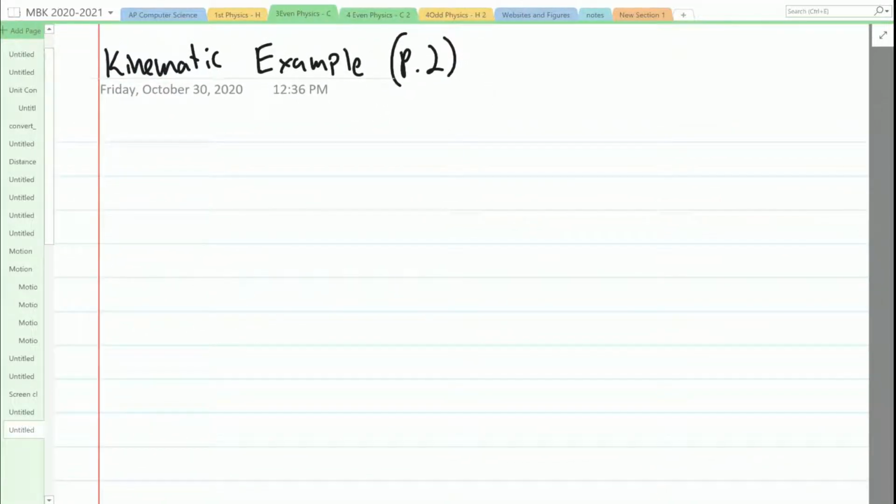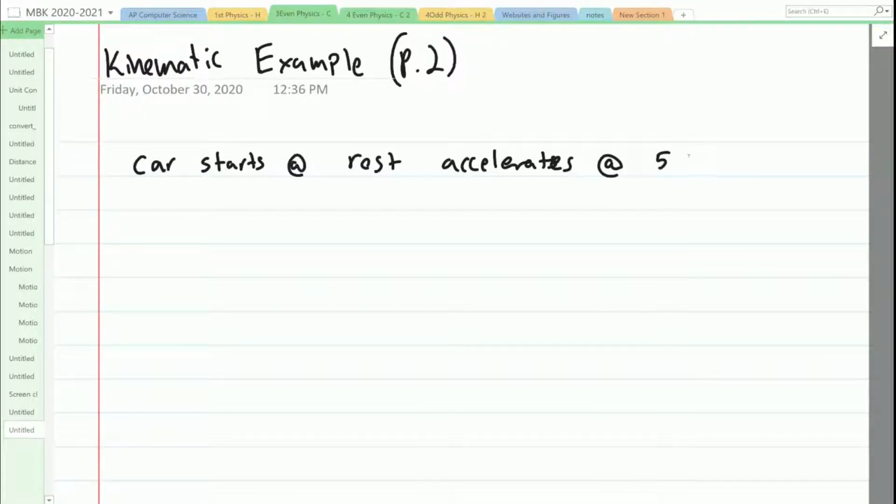Okay. So a car starts at rest, accelerates at, we'll say, 5 meters per second squared, and over a distance of, we'll say, 500 meters.